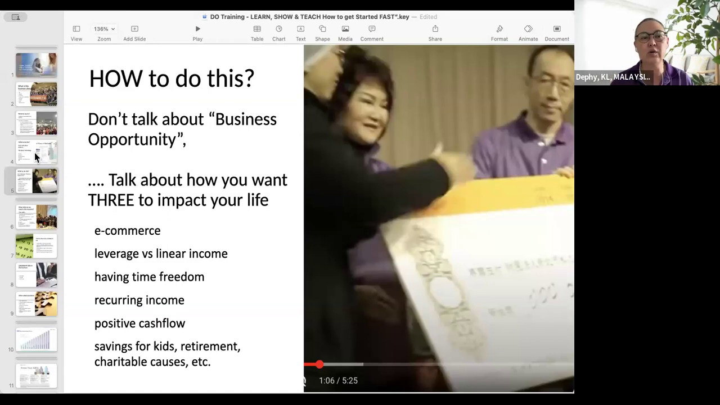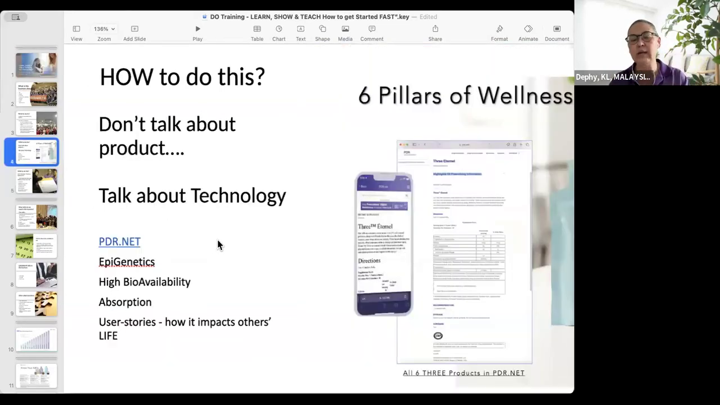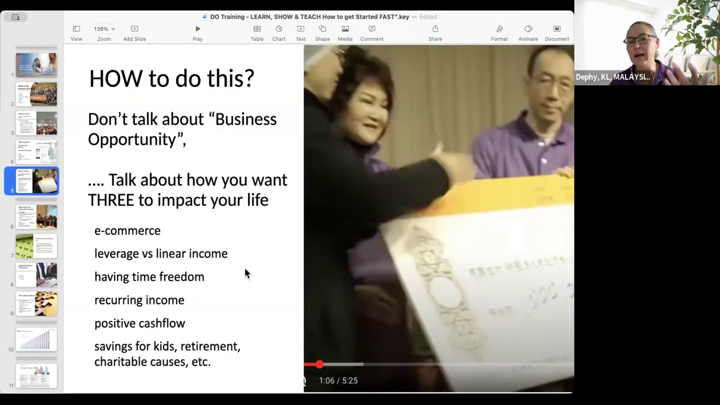So if you like the product story, then talk about the technology, right? Don't just talk about the product. If you like the money part of 3 or the opportunity part of 3, well, don't talk about it as a business opportunity. Talk about how you want 3 to impact your life, right? So I put some words here that hopefully can help.